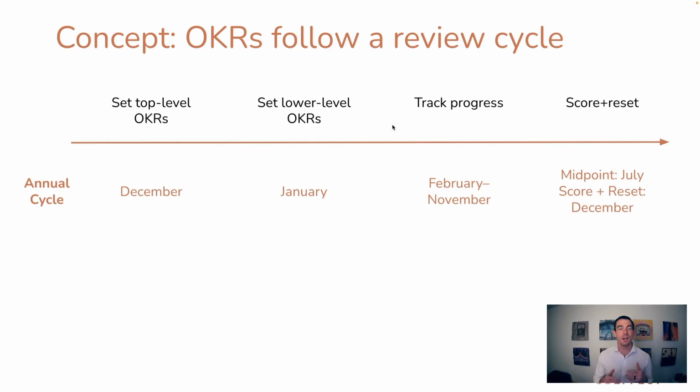So let's talk about the review cycle. OKRs follow a review cycle, and it can be quarterly, it can be annual. Most organizations start with an annual cycle that looks something like this. So if you're following sort of a calendar year goal setting process, you might set those top level OKRs in December, set lower level OKRs in January, track progress from February to November. And then you'll sort of have a scoring point or a review of those formally in July. And then you'll have a final review of those the next December to set the next year.